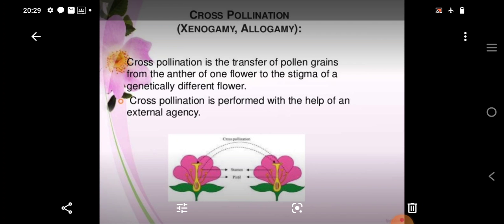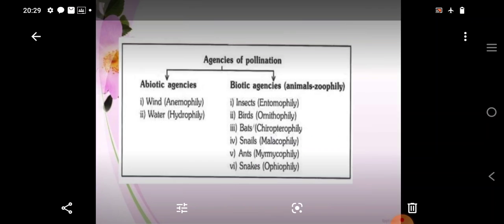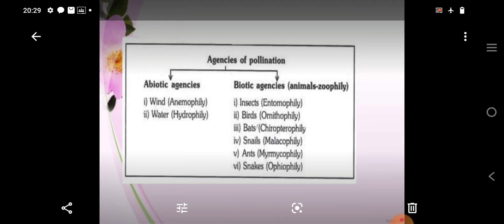And cross pollination requires some special pollinating agencies. Now, what are these external agencies? I am going to show you in my next slide. Here in the picture, you can see that two types of agencies are required for the cross pollination process. First are abiotic agencies and the second are called biotic agencies. So in abiotic agencies, basically there are two major agencies.